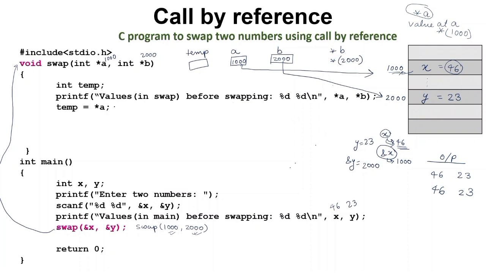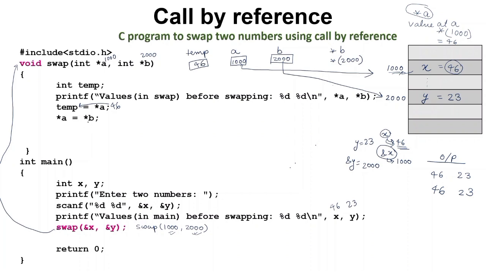So next is temp is equal to star A. What is star A? Just now we have calculated. Star A is your 46, isn't it? A means 1000, star A means 46. Value at 1000, that is your 46. So this 46 is assigned to temp. So what is the value now in your temp variable?